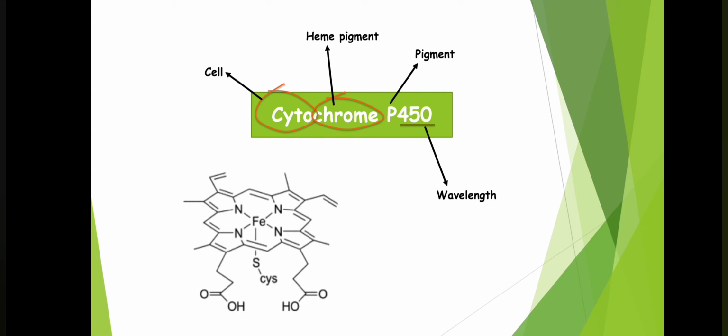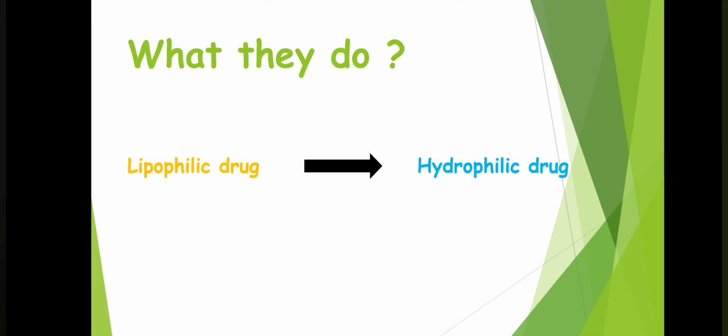This is the structure of your enzyme cytochrome P450. As you can see, it contains an active iron center bound to protein molecules through highly conserved cysteine thiolate ligands. Next, what do these enzymes actually do? This enzyme mainly causes conversion of lipophilic drugs into hydrophilic drugs so that they can be easily eliminated out of our body. Next, how do they do this?